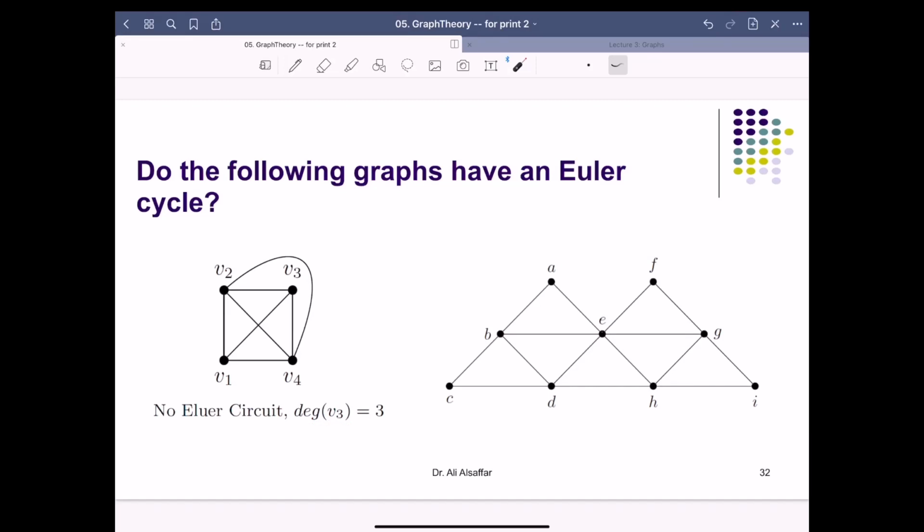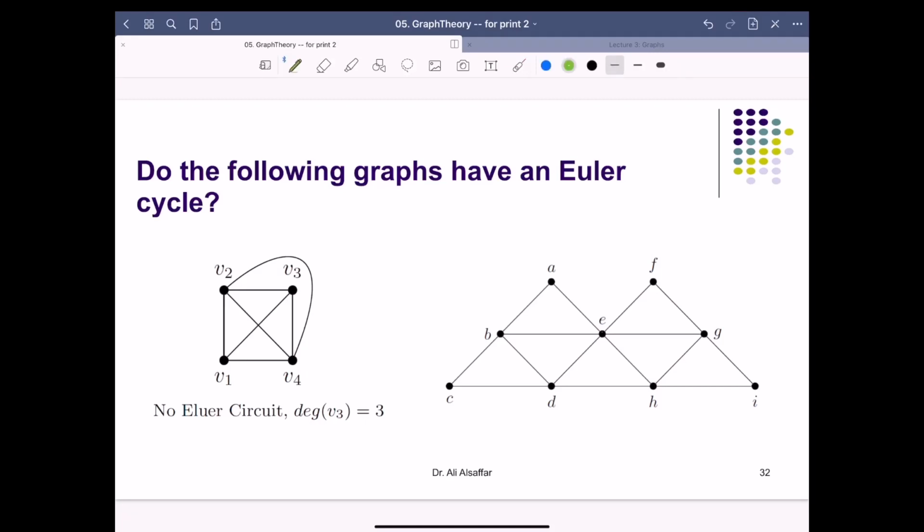Now for the second graph. This graph is connected because between any two vertices there is a path. And if we check all vertices, they are even: 2, 4, 2, 4, 6, 4, and so on. So all vertices are of even degree and the graph is connected. So how do we find the Euler circuit?